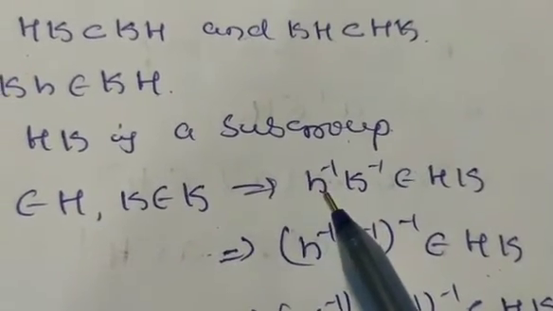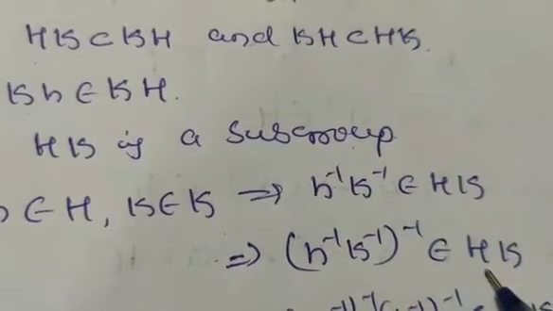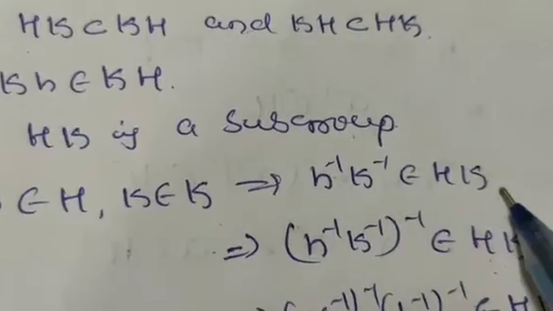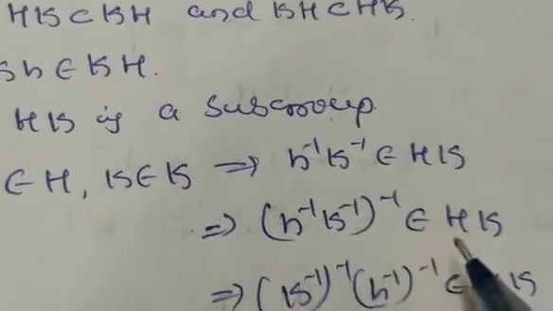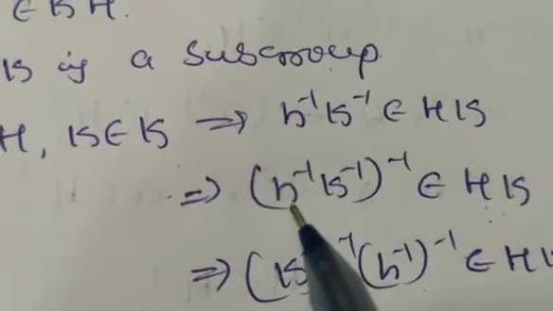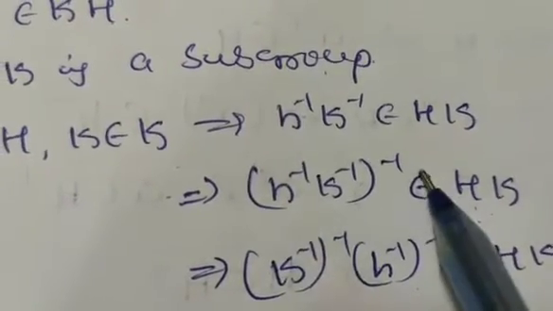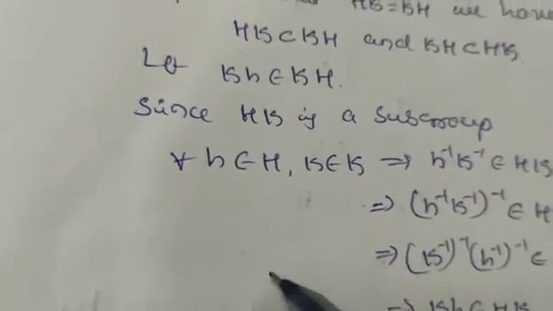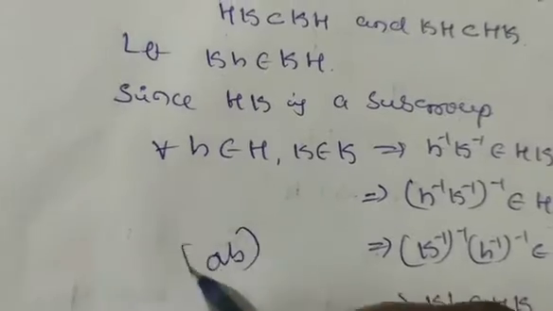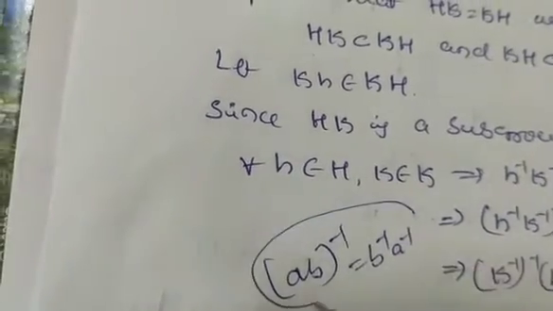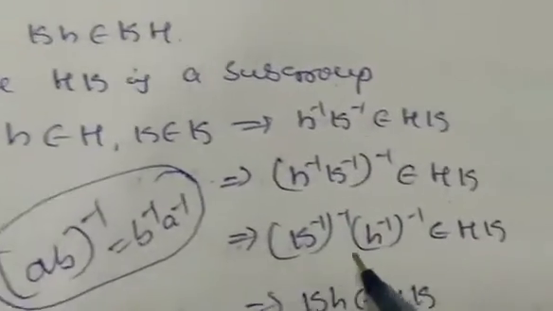So if A belongs to H, then A inverse also belongs to H. Like that, H inverse K inverse belongs to HK implies its inverse is also an element of this HK, because this is a subgroup. So apply the reversal property. We know AB whole inverse is equal to B inverse into A inverse. This we know, so let us apply that here.